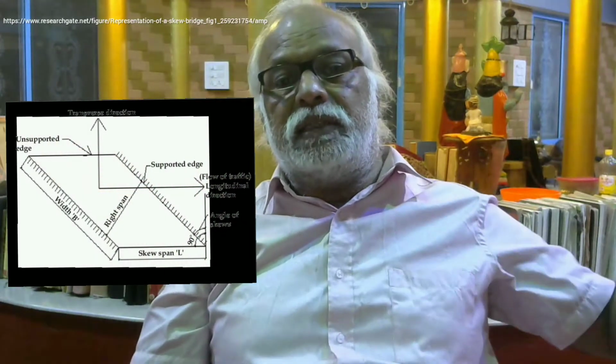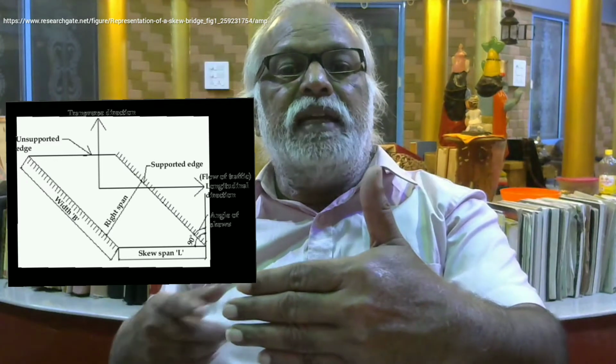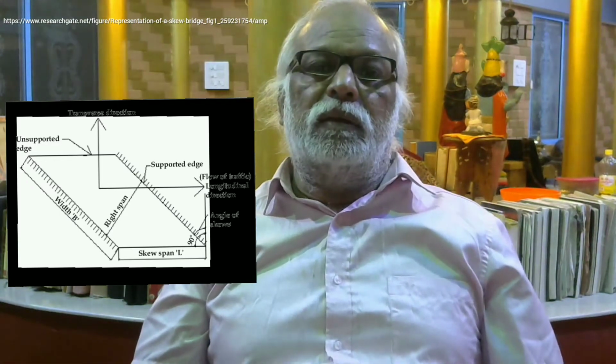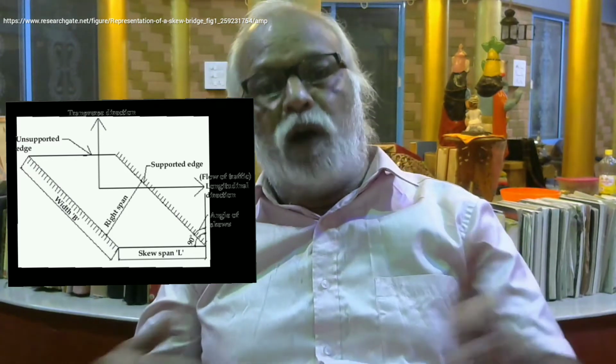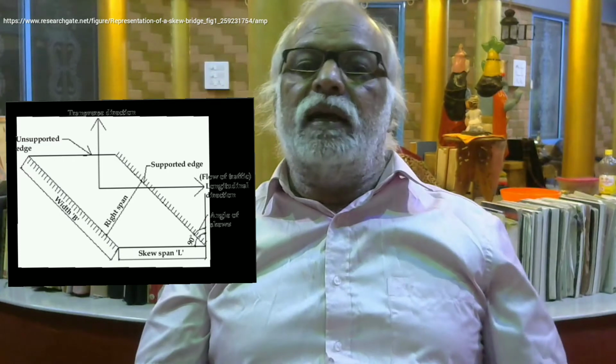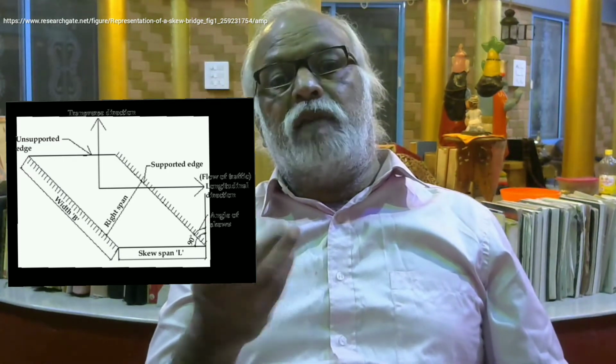But in certain cases, the alignment of the road will be in such a way that it will be at an incline, inclined to the direction of the flow. The bridge cannot be normal, it will be inclined. It will take more length. At the same time, the nature of force and the component of forces will be different.